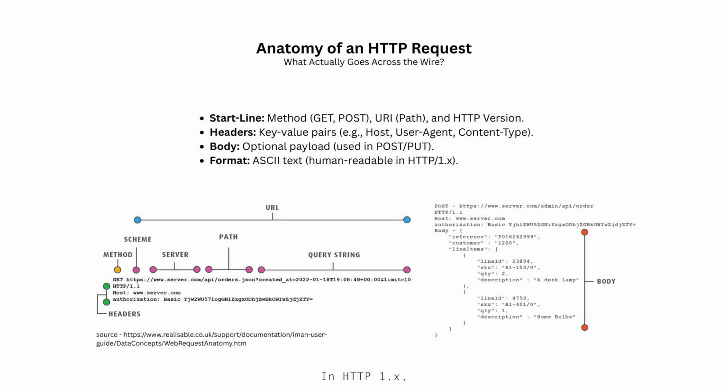In HTTP 1.x, it's all plain ASCII text and you can literally read it. If you open Wireshark or any other network debugger, you can see the actual words like GET /index.html HTTP/1.1. It's human readable, which makes debugging a dream compared to binary protocols.